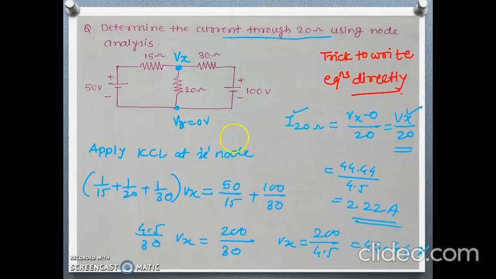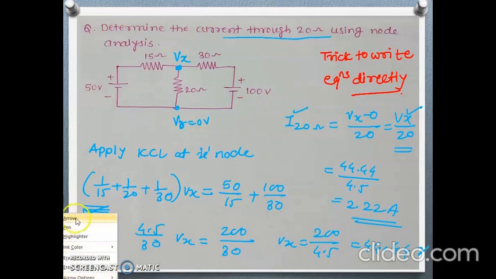So by applying this trick, we can write the equations directly. No need to identify all the currents in each branch, write the equation for each branch and then solve. So with practice you will be able to write these equations. So practice more. Okay.